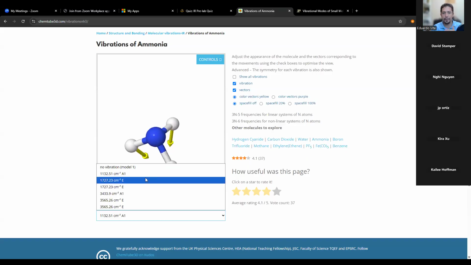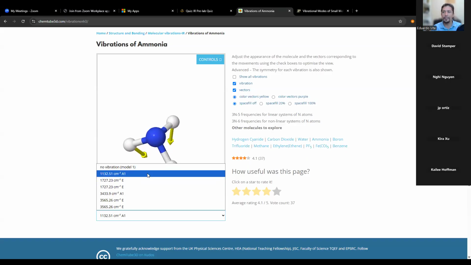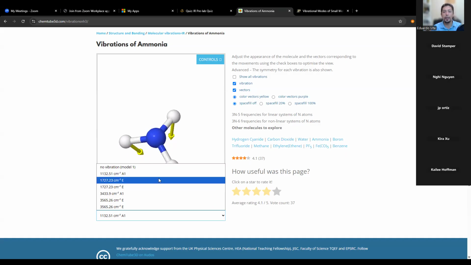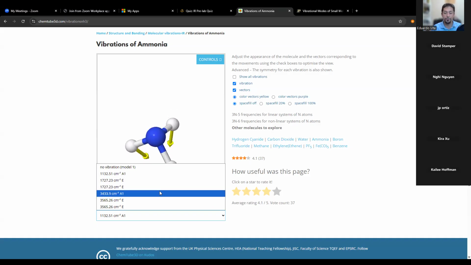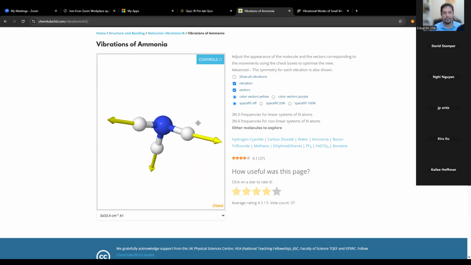And notice that all of the bending motions are at 1,100 wave numbers, 1,700 wave numbers. Bending motions take less energy than stretching motions. So I'll show you a stretching motion now. Look at this one. I wish somebody did this to my back. That would be nice. Look at that.